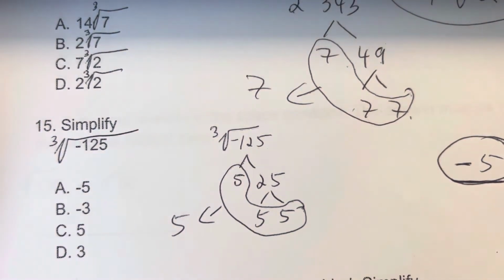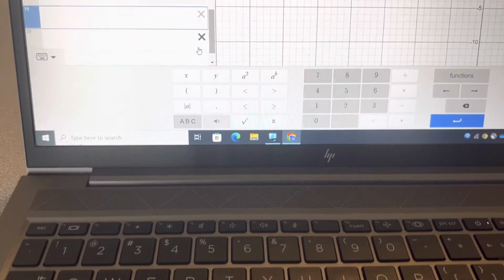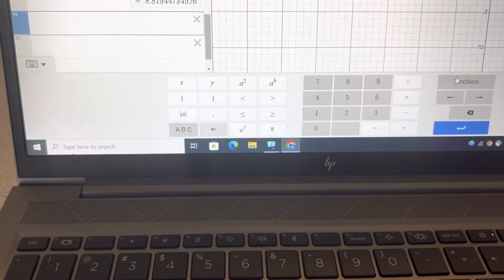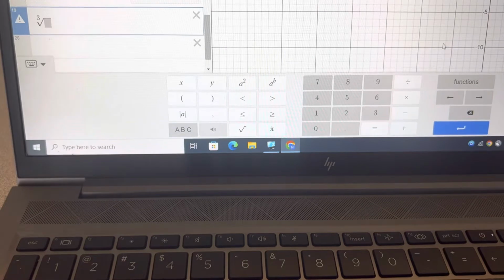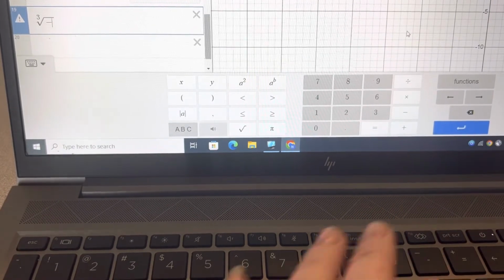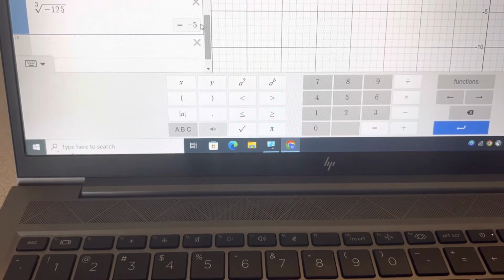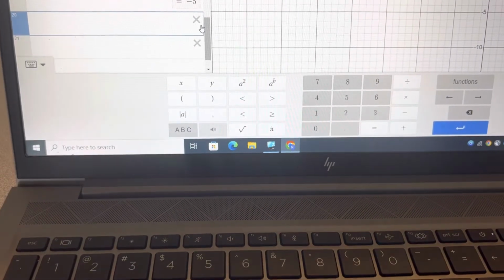Now this one here, if you didn't want to do it by hand, you could have just entered it into decimals, and it would give you the answer right away. So let's do that. We're going to put function, because we want the cube root, and then we're going to put -125. And you see how it gives us -5 right away? All right, that's all we have to do. We don't need to compare decimals.